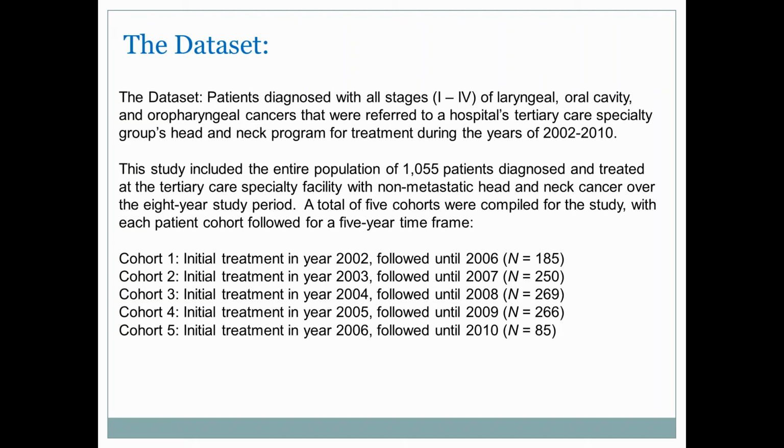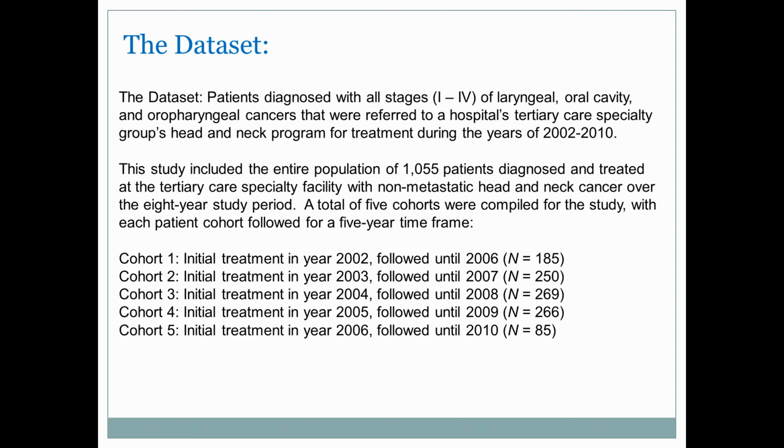So this data set includes patients that are diagnosed with all stages of head and neck cancers, okay? And they were referred to a tertiary hospital, and to the head and neck program for treatment during the years of 2002 to 2010. The study included a population of 1,055 patients that were diagnosed and treated there over the 8 years of study.